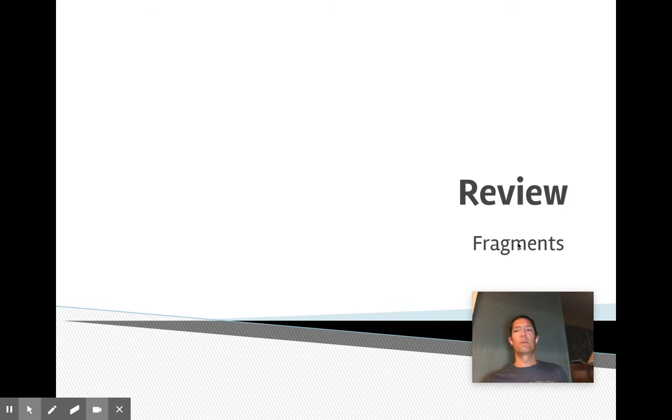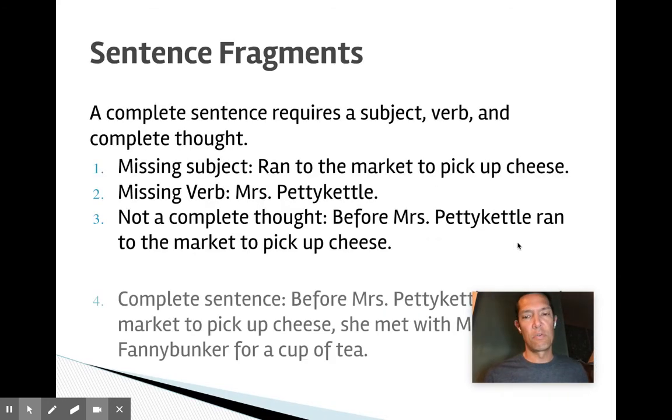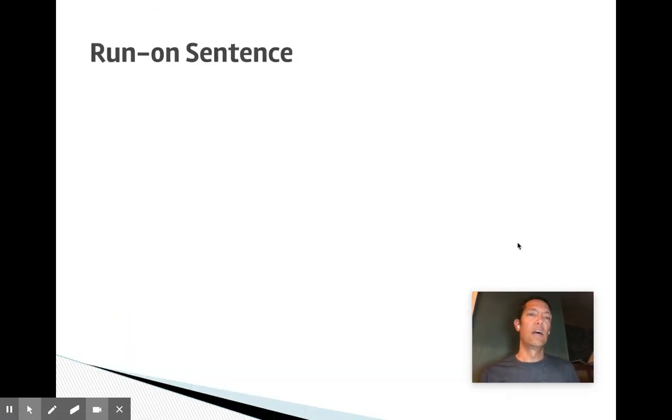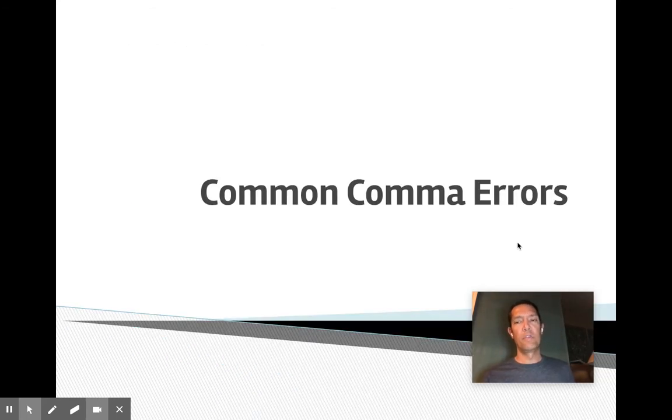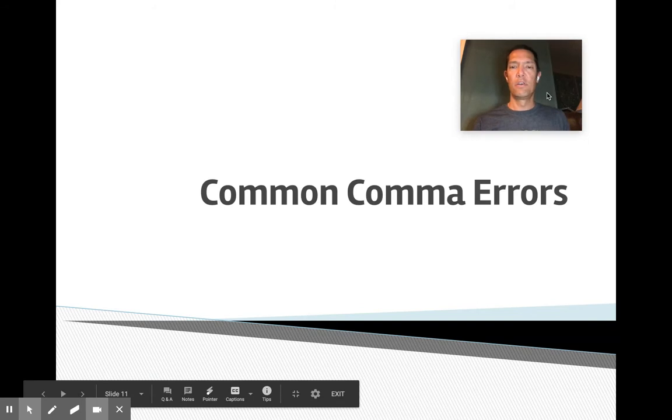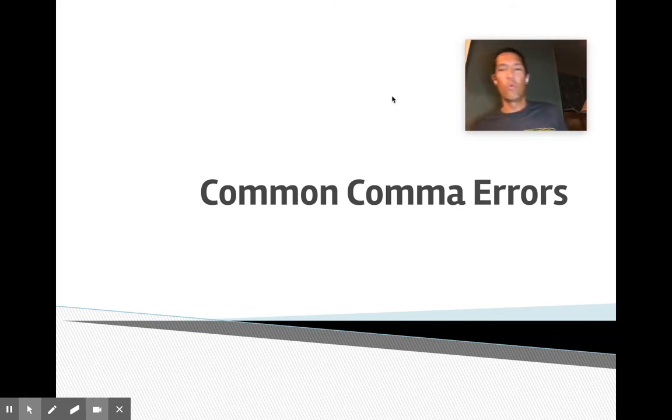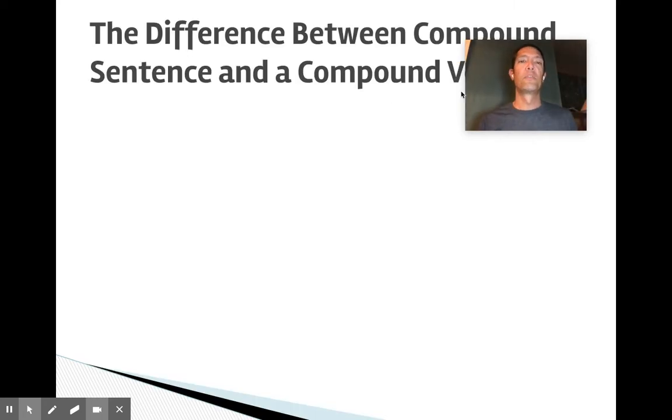So, like I said, the review is on fragments. It just reminds you, gives you examples, and then run-on sentences, comma splices, right? How to fix comma splices, 4 ways to do that. But the new stuff is the comma errors. Really, it's one thing. It's one specific comma error that I see all the time, that it should not be too difficult to find these errors and fix them and not make this error anymore.